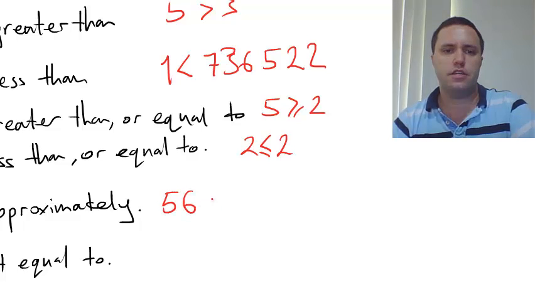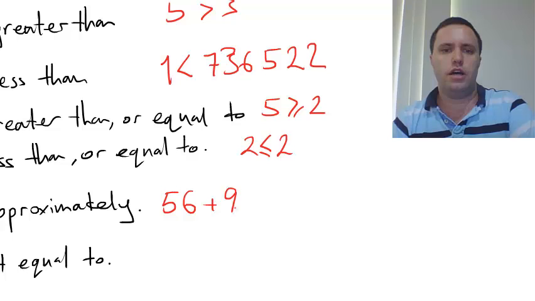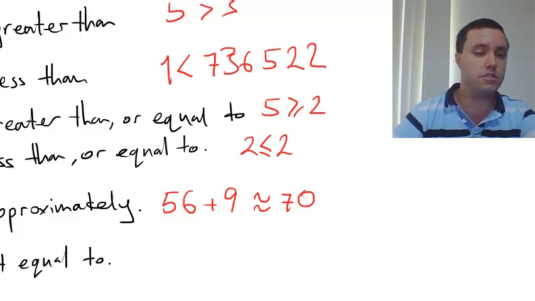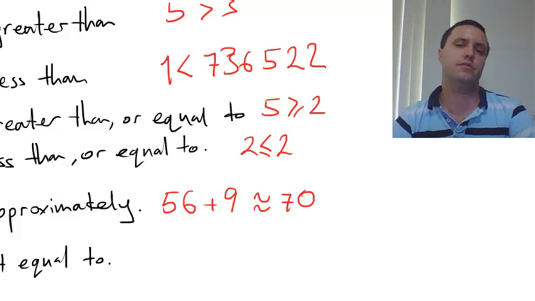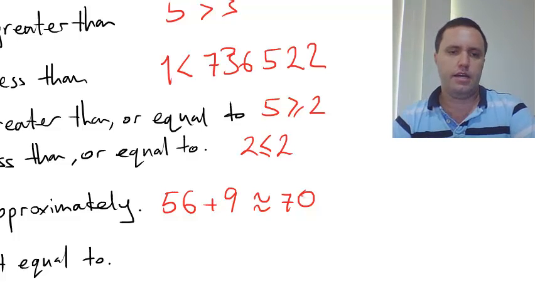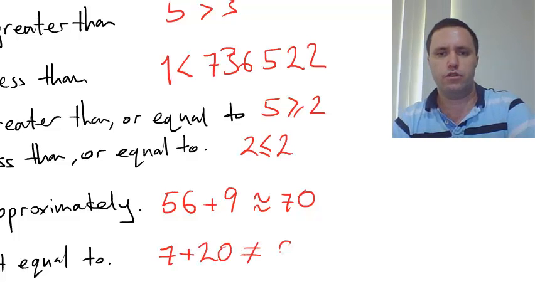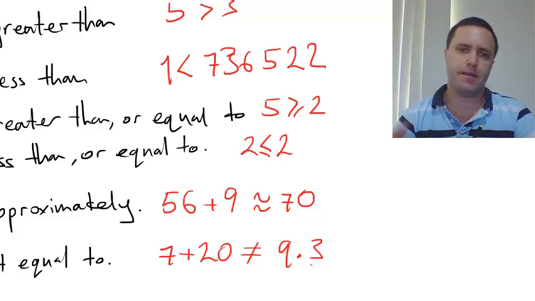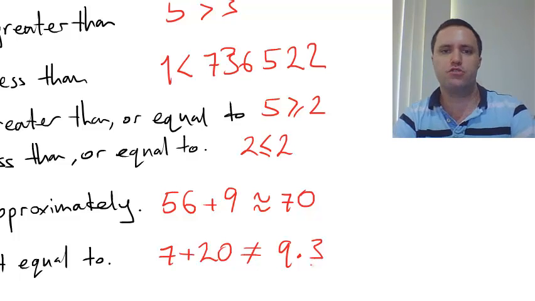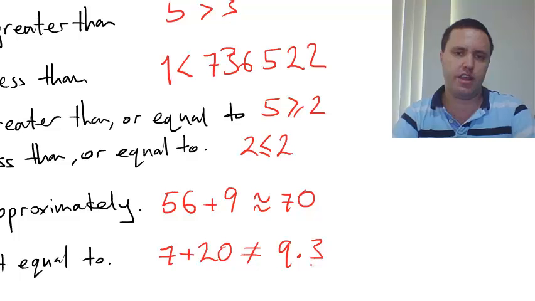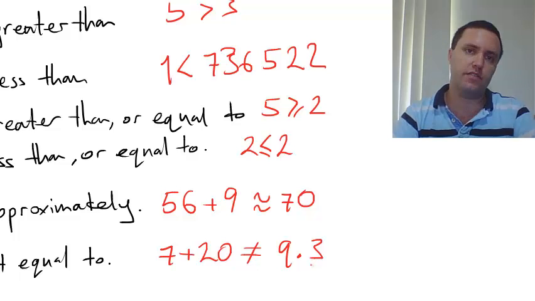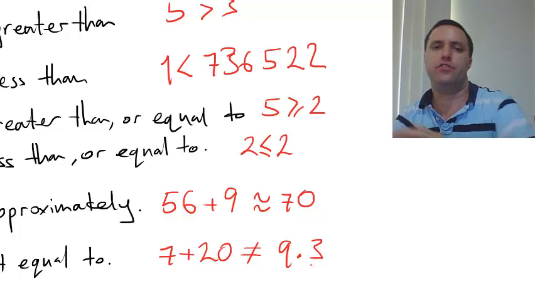So maybe 56 plus 9 is approximately 70. Okay, it's getting close to 70. So we can write that it's approximately equal to 70. Okay, this is not equal to, maybe 7 plus 20 is not equal to 9.3. Okay, so that's how we use those symbols. They're true and false values. They're sort of set in nice and hard to say how one side of something relates to the stuff that's on the other side of the symbol.